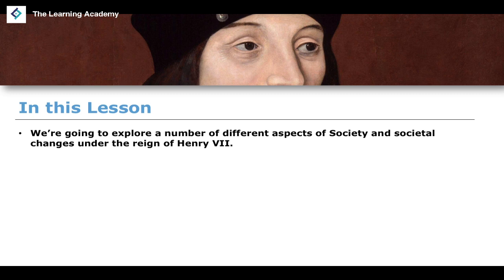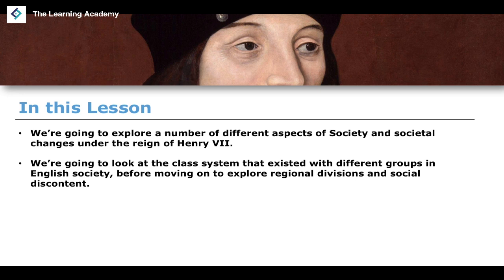This is a period of history where we start to see the slow decline and ultimate collapse of feudalism into different types of societal structures. So it's important that we understand the aspects as it relates to the structure of society. And we'll look at the different ways in which the class system existed within English society. And then we'll move on and talk about a number of different regional divisions and the concept of social discontent, specifically focusing on two major rebellions, the Yorkshire Rebellion and the Cornish Rebellion.